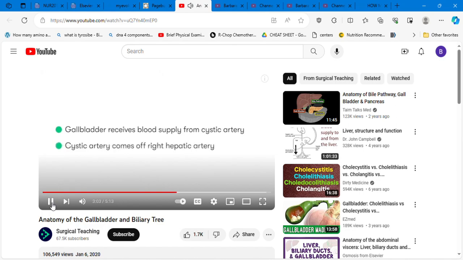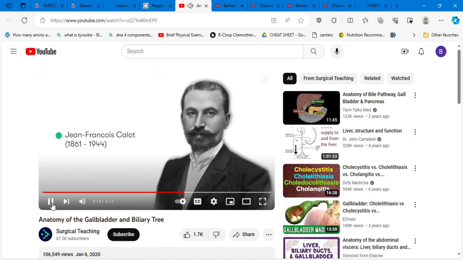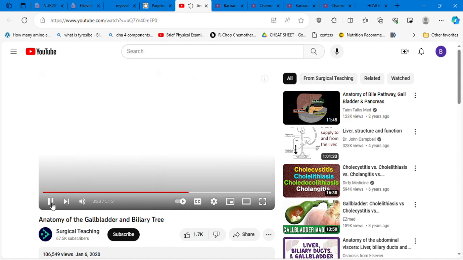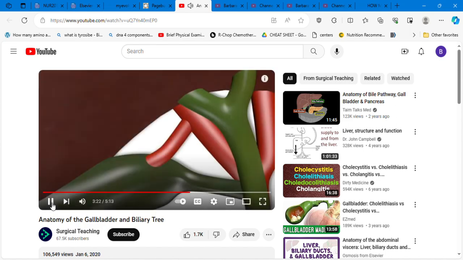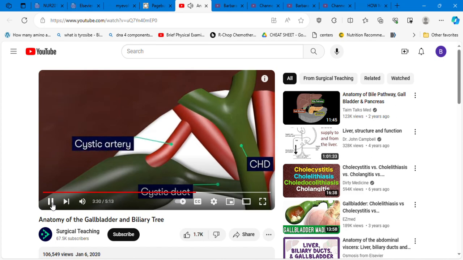When we talk about the cystic artery, we have to think about an anatomical space called Callot's triangle, which was named after the French surgeon Jean-Francois Callot, who practiced in the late 19th and earliest 20th centuries. Callot originally described a triangular anatomical space that was formed by the cystic duct as the inferior border, the common hepatic duct as the medial border, and the cystic artery as its superior border.